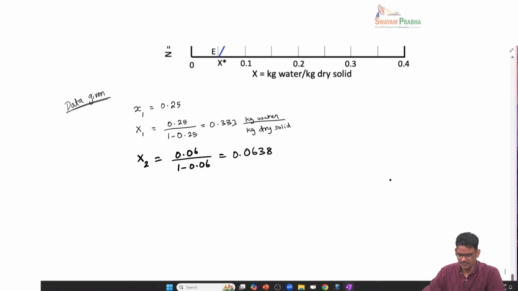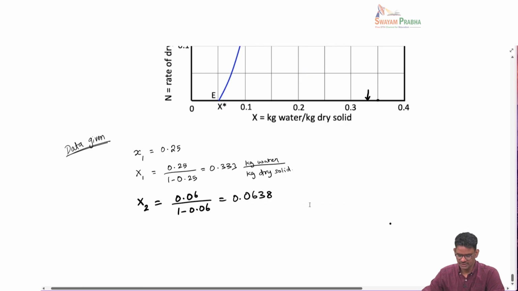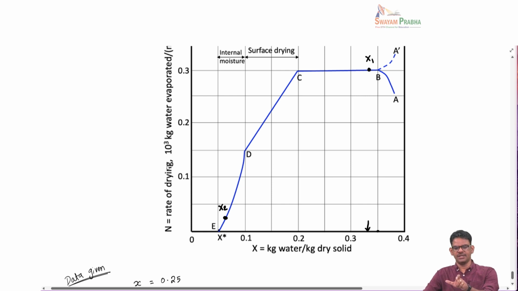So in this figure we have to identify where 0.33 is. This is 0.35, so I think 0.33 is somewhere here. So here is our X1. X2 is 0.0638. This point is 0.05, so 0.06 would be somewhere here. We say this is X2. So clearly it involves the constant drying rate period, and then there is a linear falling rate, and then there is a non-linear falling rate. So it encompasses all three parts of the drying curve.